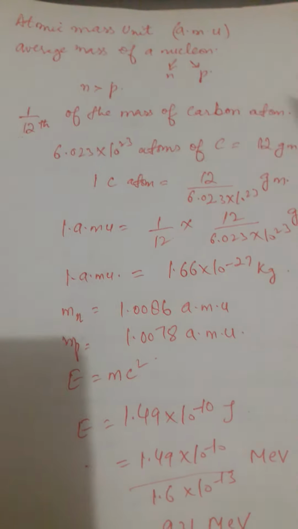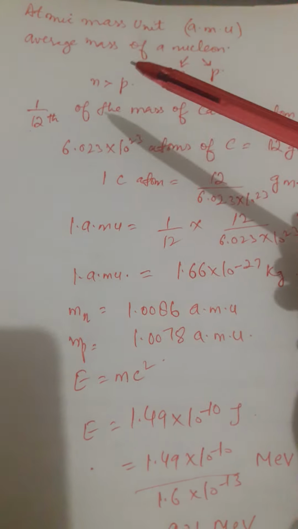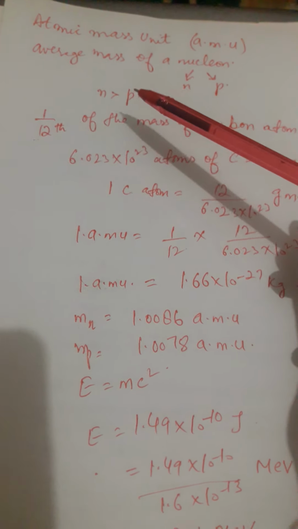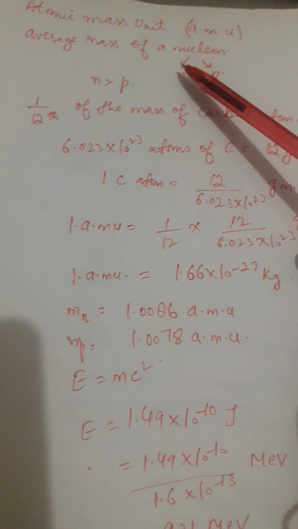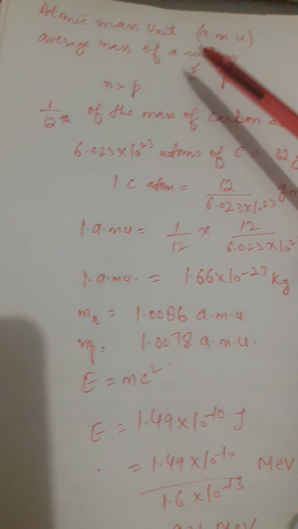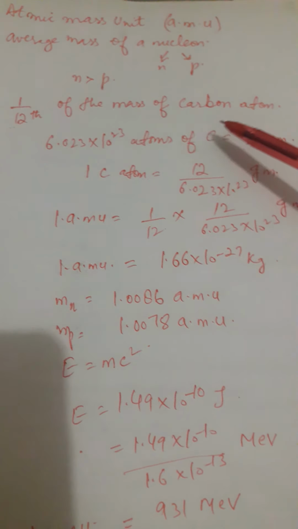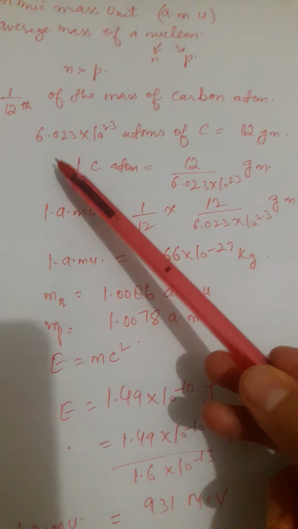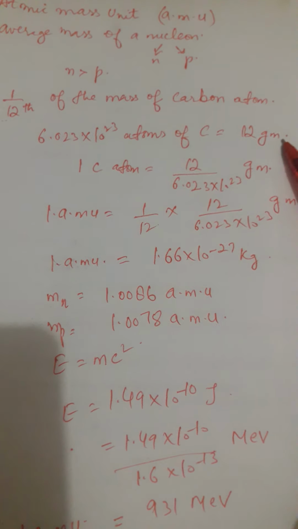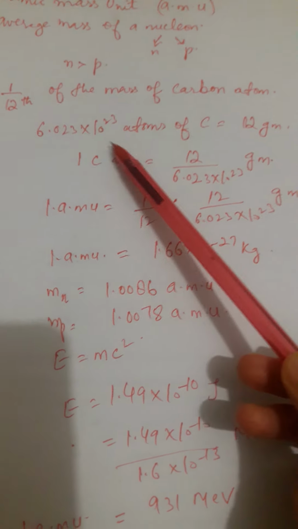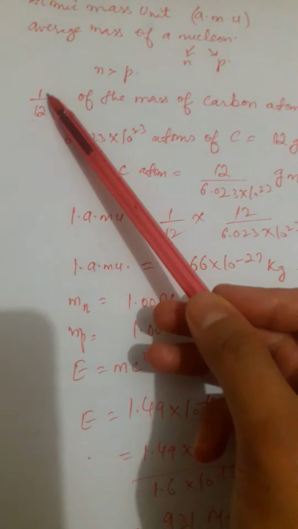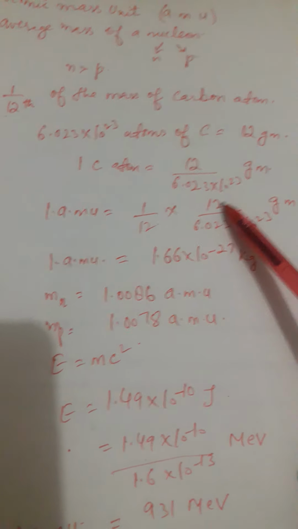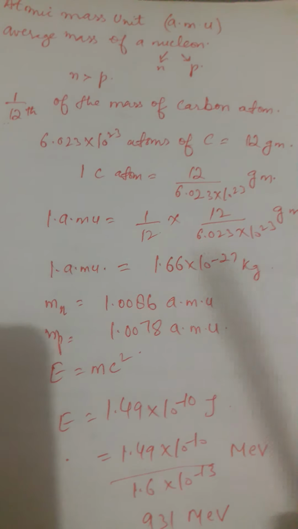Again, I'm repeating it for you. We know that the average mass of a nucleon, that means a neutron or a proton, is expressed in terms of atomic mass unit. And atomic mass unit we know from the elementary classes is defined as 1/12 of the mass of carbon atom. Now we know that these many atoms of carbon weigh 12 gram. Therefore, one carbon atom weighs 12 by these many atoms. And one atomic mass unit is by definition 1/12. So it is 1/12 of this, that comes out to be equivalent to this.